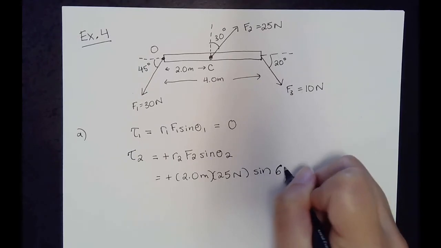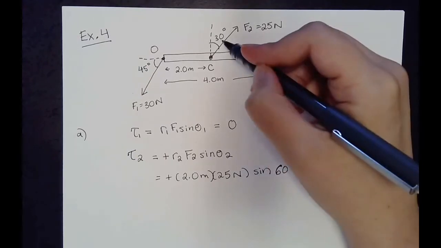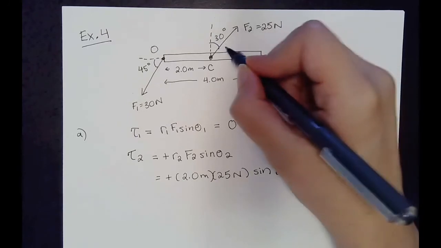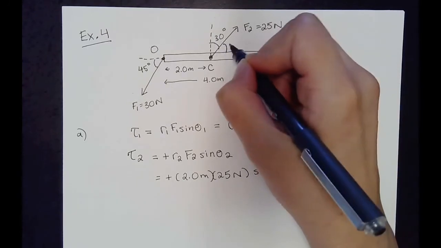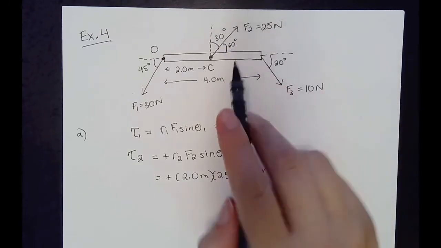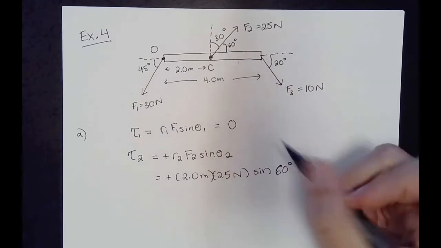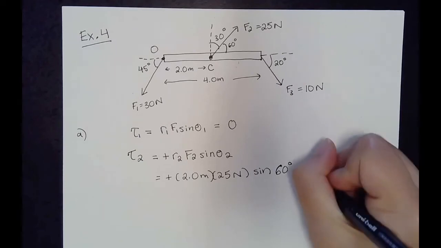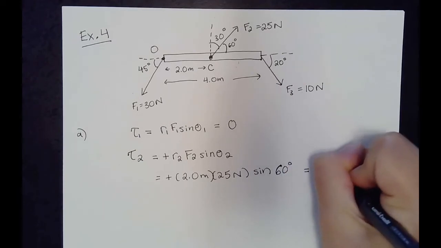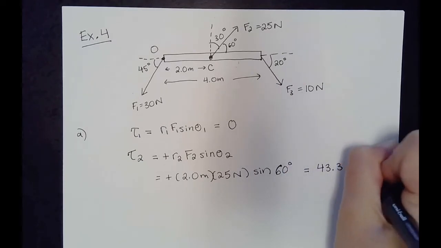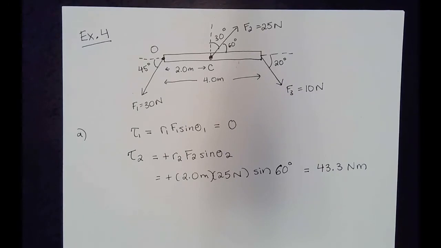Now I need sine of 60 degrees here. So 30 degrees is to this vertical axis, but we want the angle between R and F, which is this 60 degree angle here. So sine 60, and this gives 43.3 newton meters.